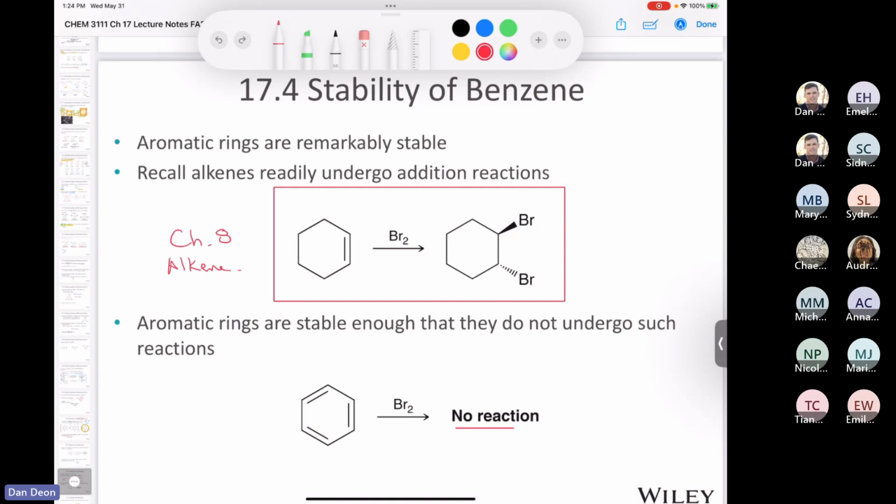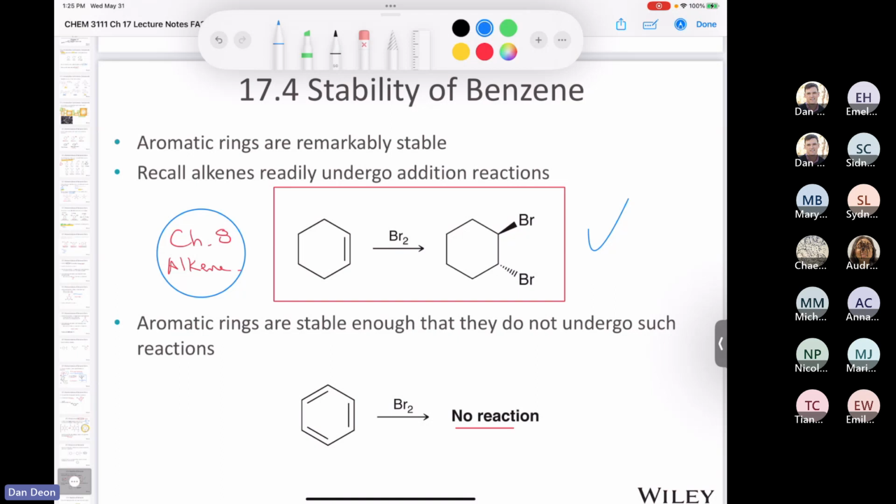Okay, let's go all the way back to a happy time and a happy place in Chemistry 3101, in Organic Chemistry 1, when we studied the chemistry of alkenes. I know that you all remember this reaction. It's near and dear to your heart. You take an alkene, you add bromine to it. It gives you anti-addition. You end up with trans-1,2-dibromocyclohexane in this case. I know you all know this reaction by heart. But if we have benzene and we treat it with bromine, there's no reaction.